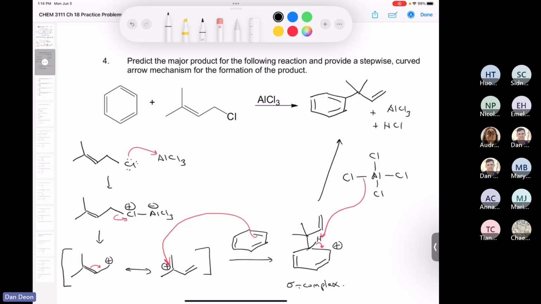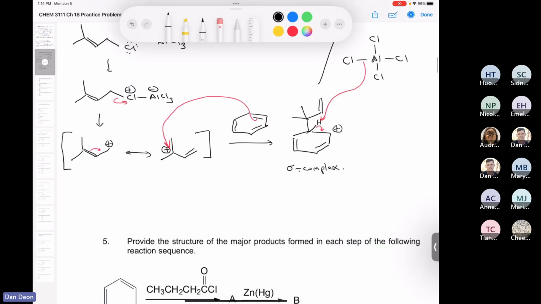All right, so that's a mechanism that you should be able to draw, and you should be able to draw all three resonance contributors to the sigma complex. That didn't work very well, did it? So if I circle that, no, that still doesn't work. Anyhow, you should be able to draw those.